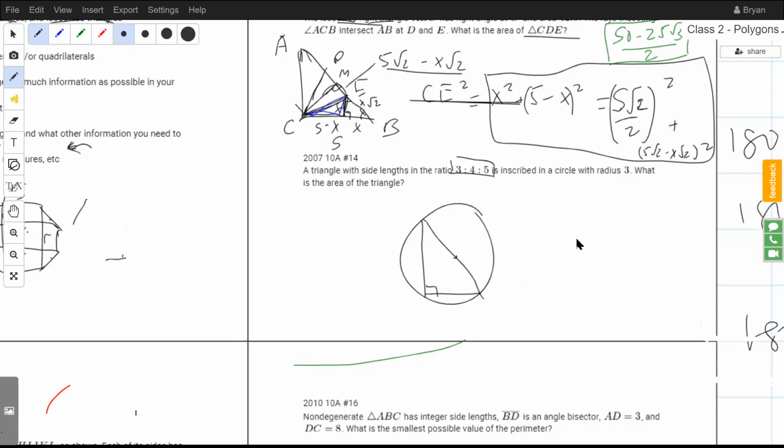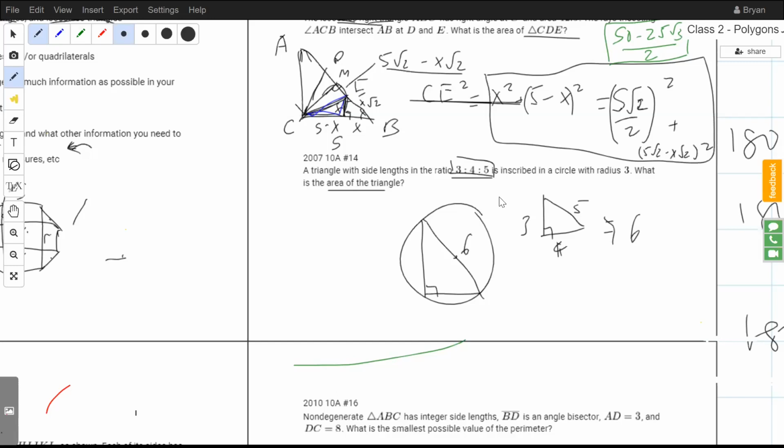So now we want to find the area of the triangle, and I think you can do this by finding the ratio. Since you know that the sides are in the ratio of 3, 4, 5, this triangle is going to be similar to a 3, 4, 5 triangle. We know the area of a 3, 4, 5 triangle is 6. And the ratio of the areas of two similar triangles is the square of the ratio of their side lengths.